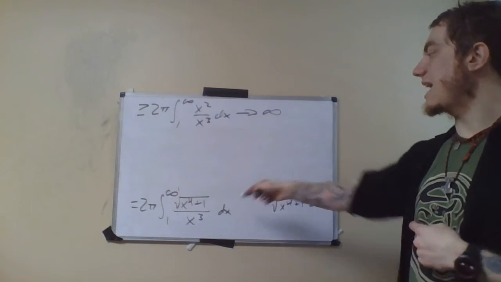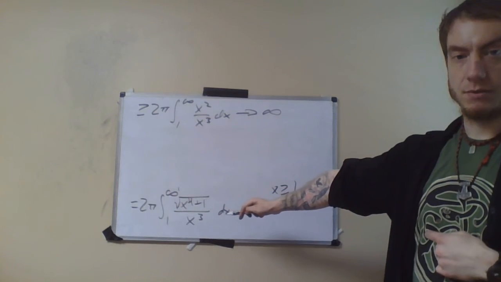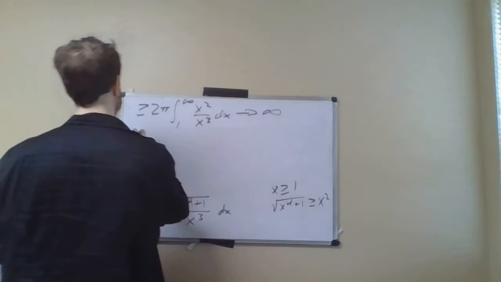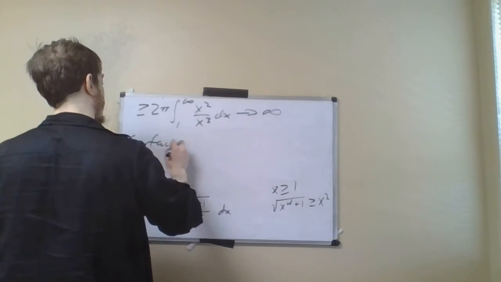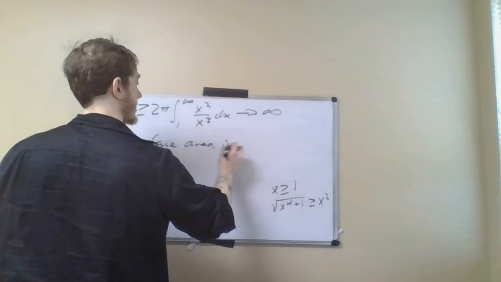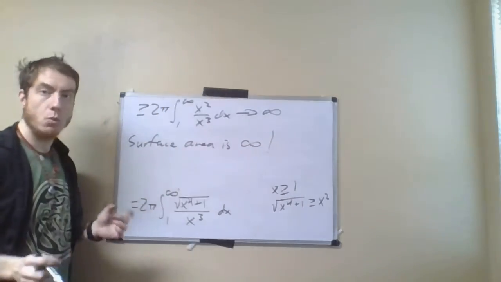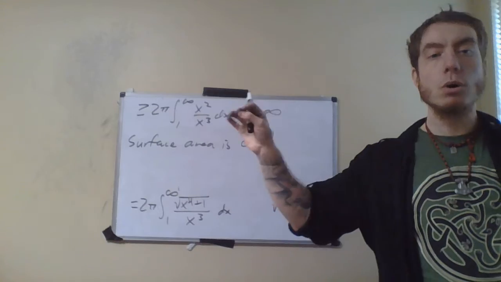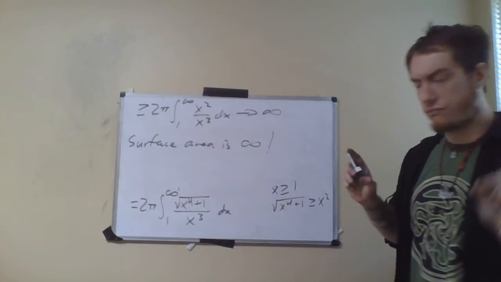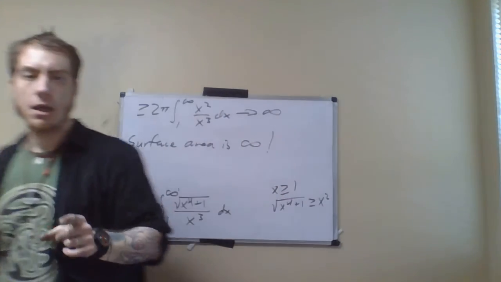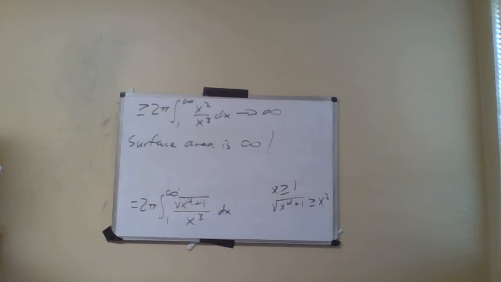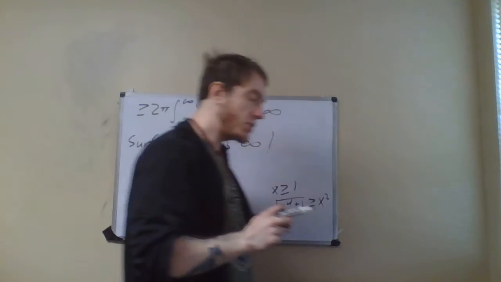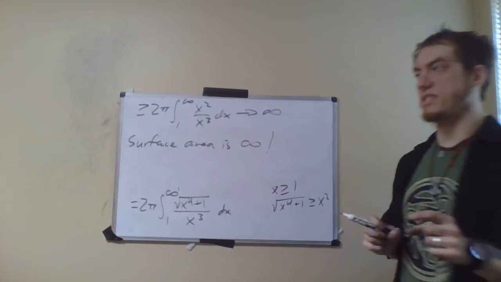So what that means is that this integral diverges. So what this means is that the surface area is infinite. We have an infinite surface area, horn shape, but it only has a finite volume. That's really interesting. So it contains a finite volume even though it has an infinite surface area.